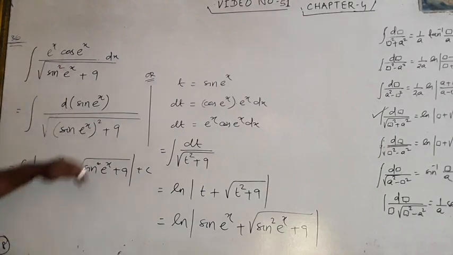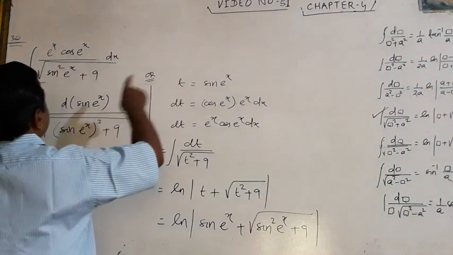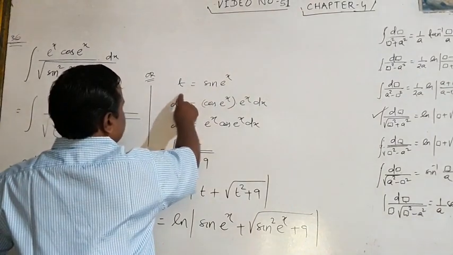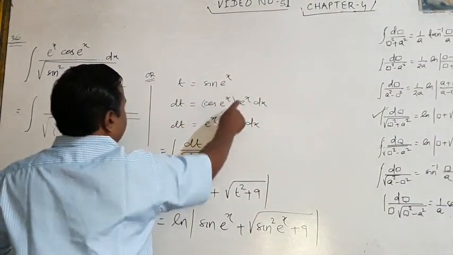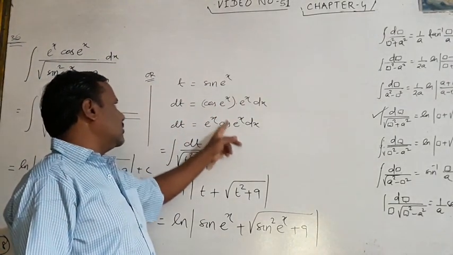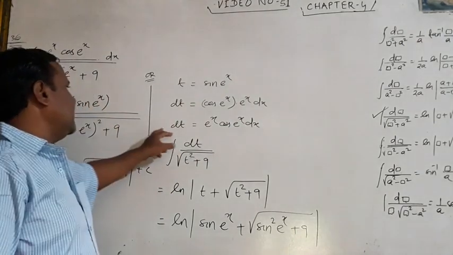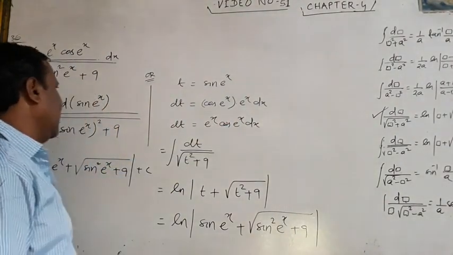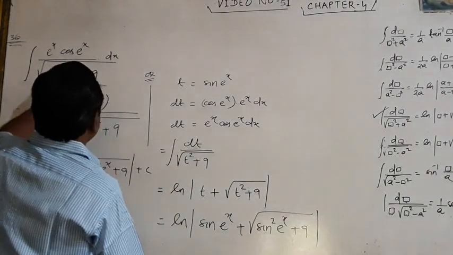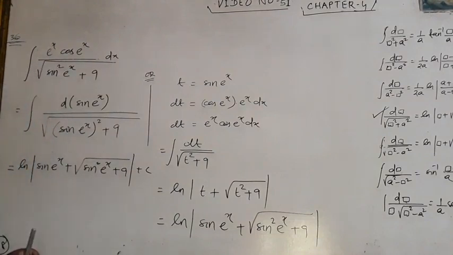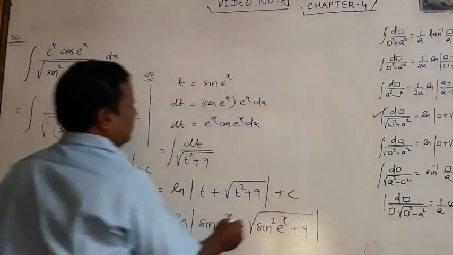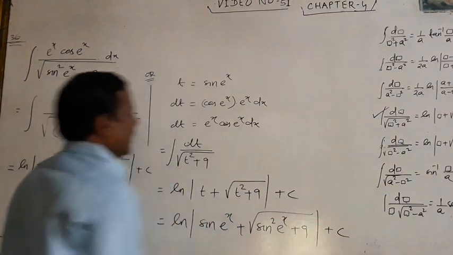It is one method. Another method, you know, you have to put t equal to sin e to the power x because it is sin square. And the derivative, you know, dt is cos e to the power x, and the derivative of e to the power x is e to the power x dx. Now I am writing, rearranging, e to the power x cos e to the power x dx. It is dt. dt is equal to e to the power x cos e to the power x dx. Now the question is dt by t square plus 9. And you know the formula. It is ln t plus root over t square plus 9, plus c. And now you can put the value of t, you get the answer.